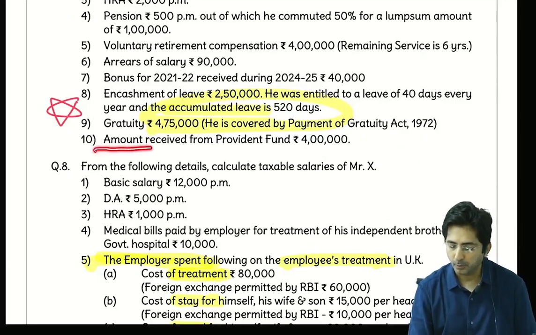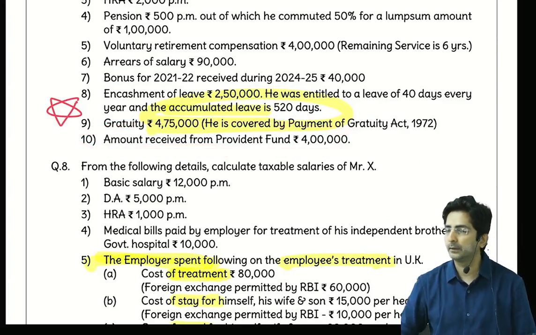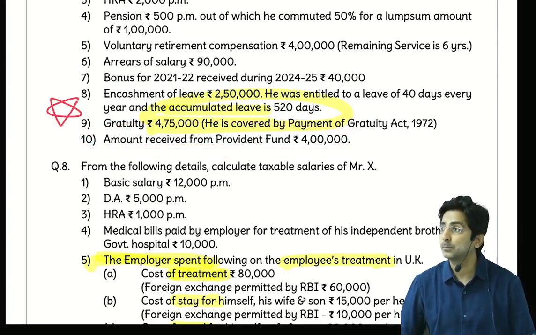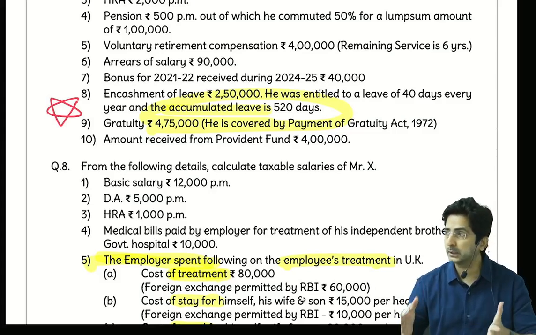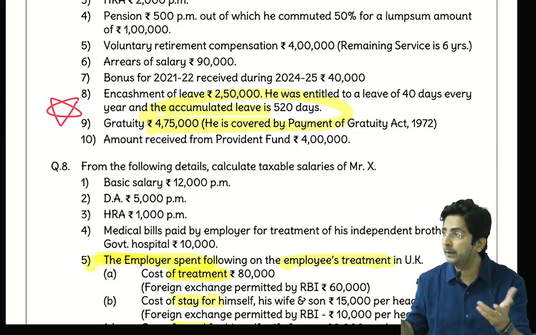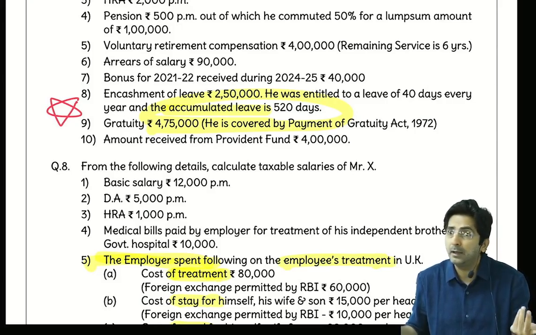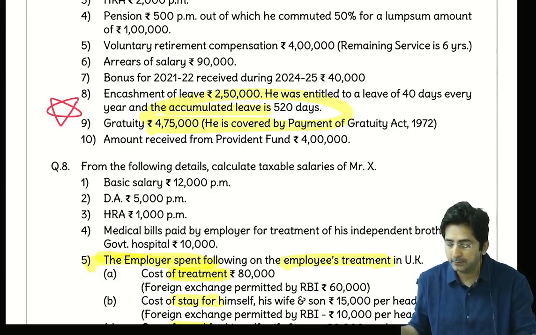Last point was amount received from Provident Fund. See, if just Provident Fund is given, we have to assume recognized Provident Fund. You know why? Because your assumption should be such which is very common in real life. Something which is common in real life, that should be your assumption. So we assume it is recognized Provident Fund, which is fully exempt under 10(12), provided minimum 5 years service, and that 5 years service is completed.